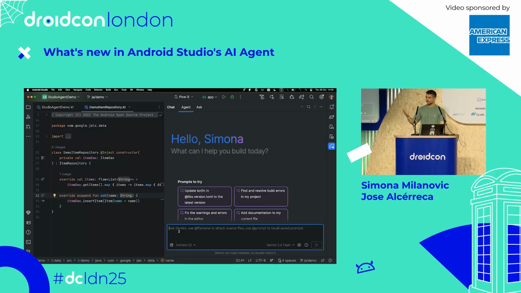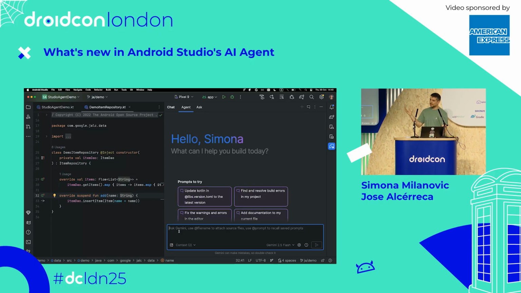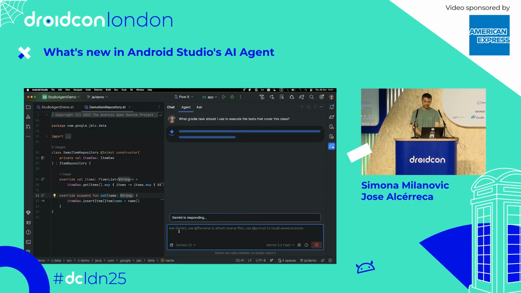A generic agent would probably run all the unit tests in the project, which is really wasteful. I mean, potentially that's thousands of tests. So let's see how the agent would deal with this, or the model in this case. What Gradle task should I use to execute the tests that cover this class? Or something a lot less verbose, for sure.